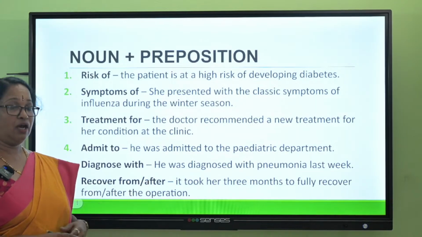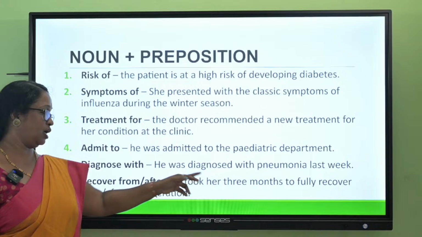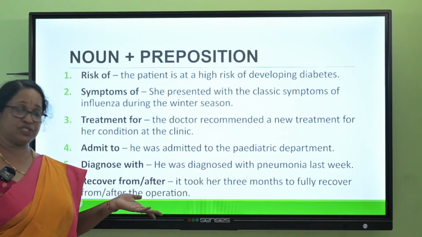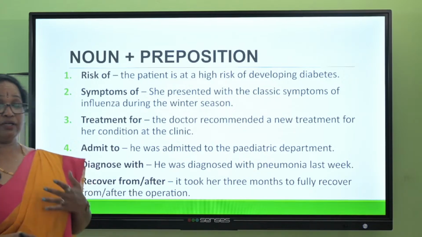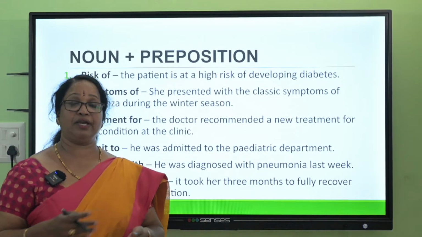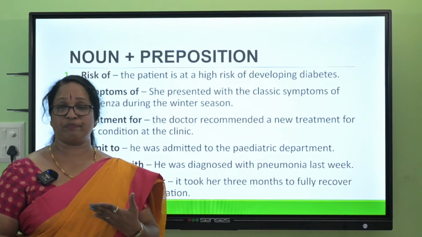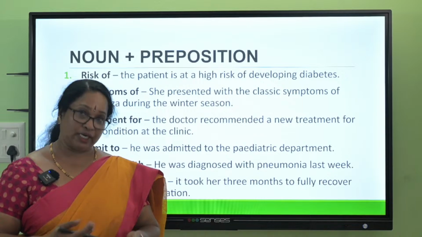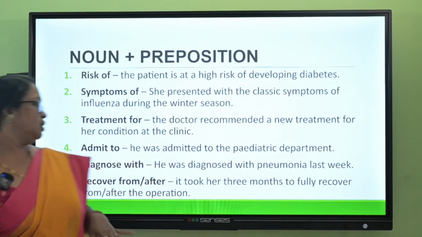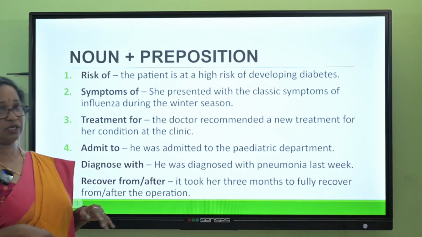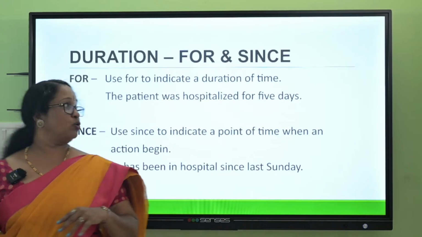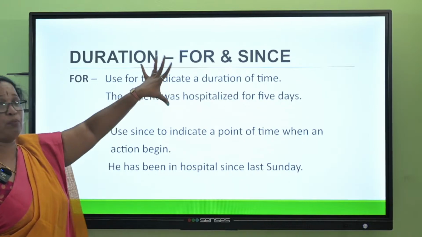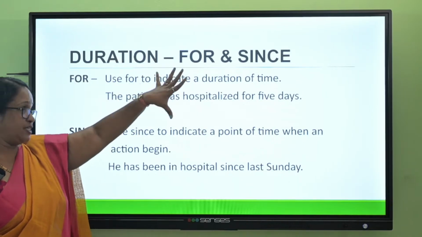And next is recover from or recover after. It took her 3 months to fully recover from or after the operation. For example, you can write he is recovering after total hip replacement, like that you can write. So don't get it confused. I think we have gone through some of the most important nouns, and the other one is duration. This is the most important part in the writing section.